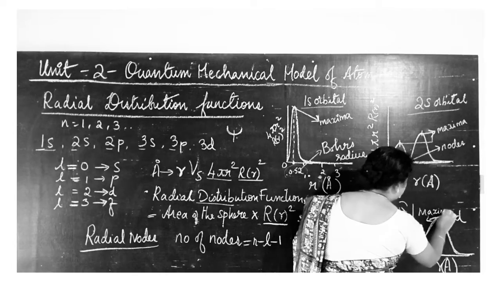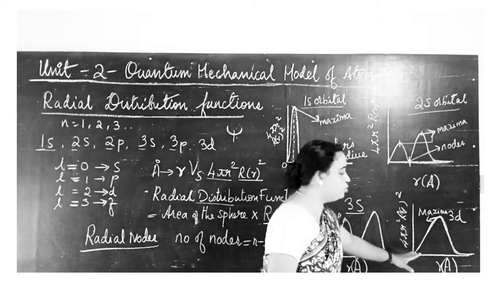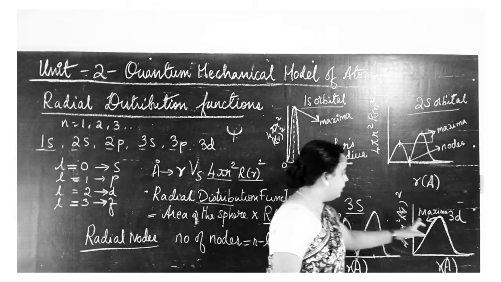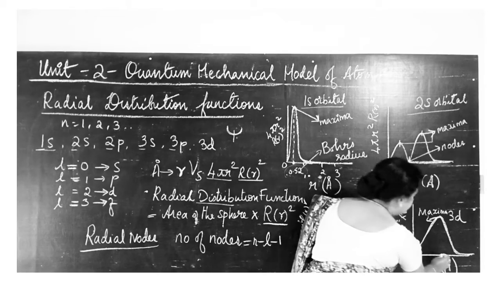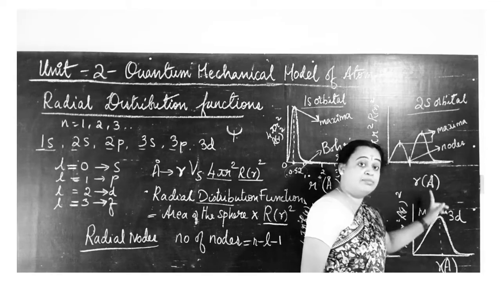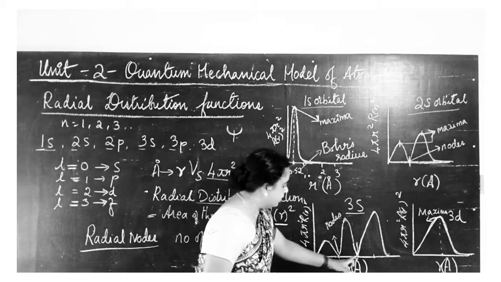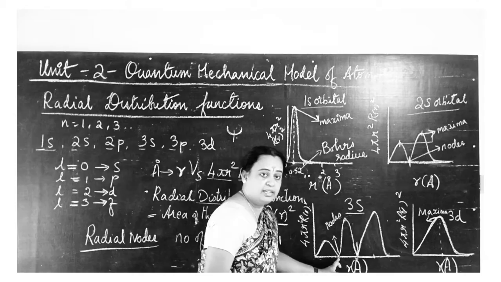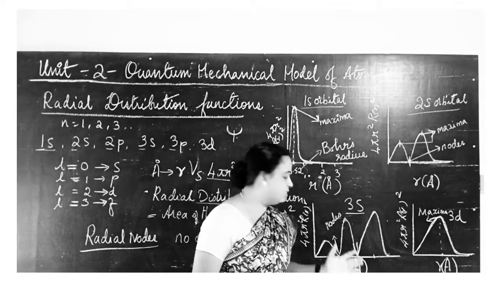Yes, so is there any nodes here? No nodes here, there is no nodes at all. So at this particular radius, the probability of finding electron is maxima. Now in this case, at this particular radius, the probability of finding electron is 0. That is nothing but your nodes.